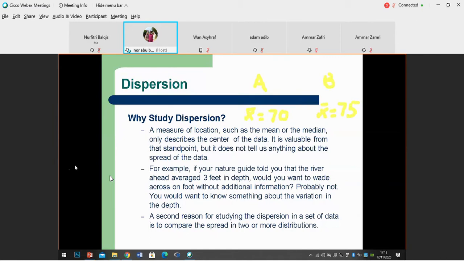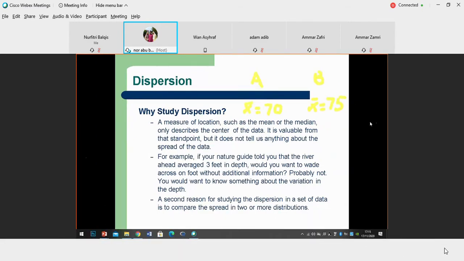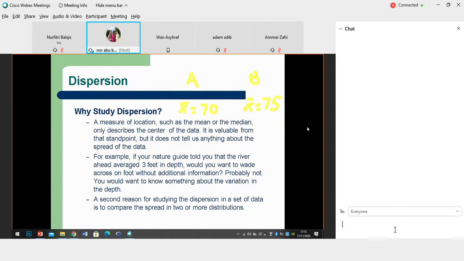Okay, can anyone guess which class is better? Class B. Class B. Okay, so if your answer is based on X bar alone, you're going to say B has better grades. But let's say now I give you another info.